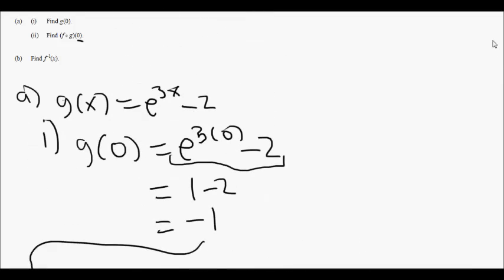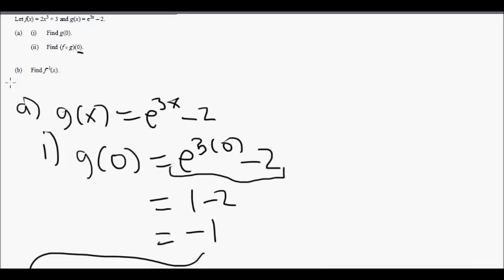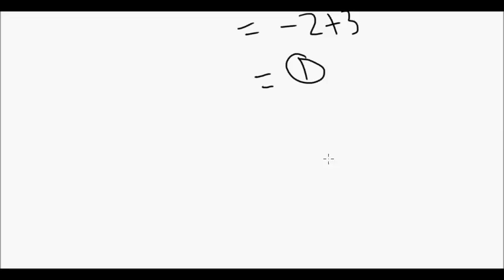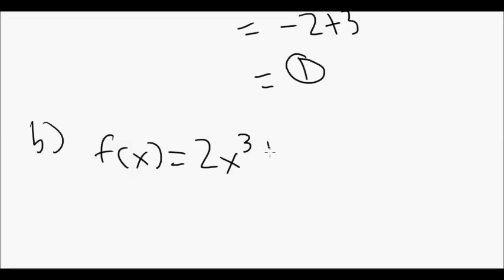Now let's move on to the last question in this problem, B. This is asking, find the inverse function of f of x. So we know that the f of x function is 2x cubed plus 3. So let's go ahead and write that right down. f of x is equal to 2x cubed plus 3.